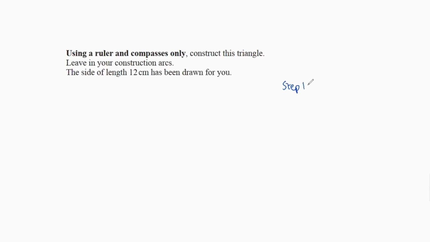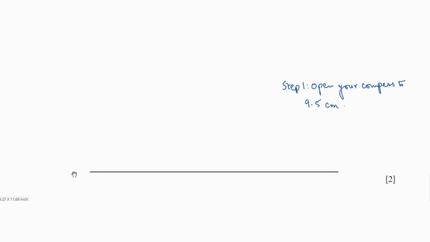Step 1, open your compass to 9.5 centimeters. So once you've opened your compass to 9.5 centimeters, I'm going to label this A. Put your compass at A.